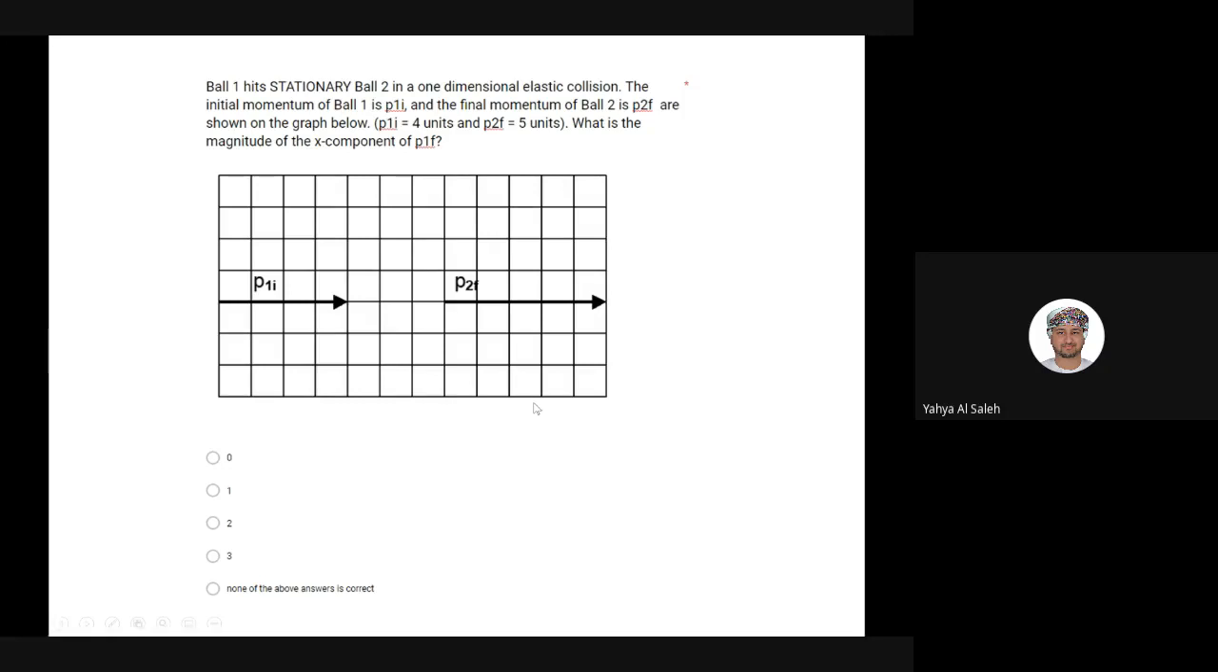Ball 1 hits stationary ball 2 in a one-dimensional elastic collision. The initial momentum of ball 1 is P1I. Final momentum of ball 2 is P2F. And they are both shown on the graph below. P1I is 4, P2F is 5. What is the magnitude of the x component of P1F?